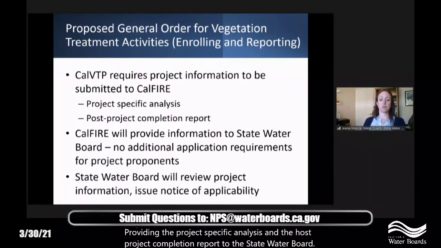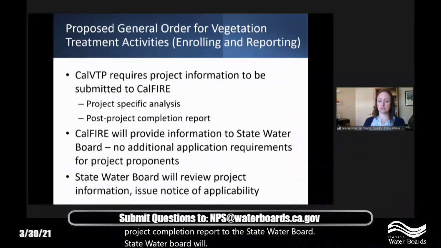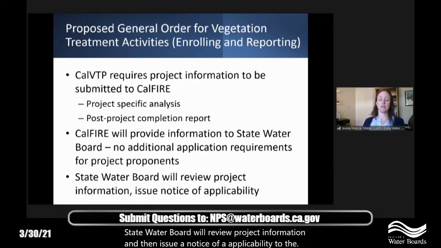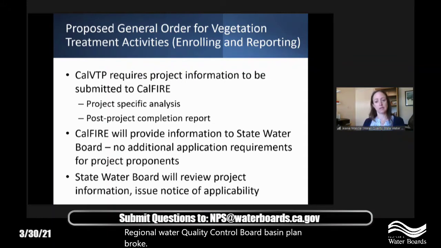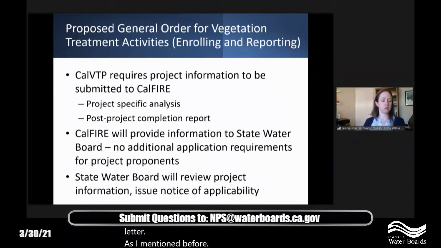The State Water Board will review project information and then issue a notice of applicability to the project proponent. And if there are any specific regional water quality control board basin plan prohibitions, these will be indicated in the letter. As I mentioned before, no fees will be assessed for enrollment in the proposed general order.